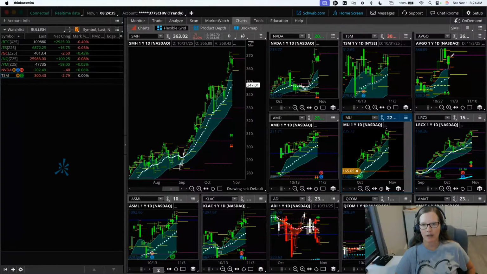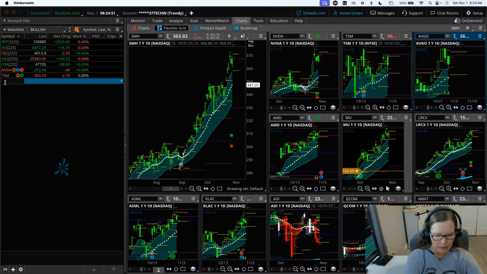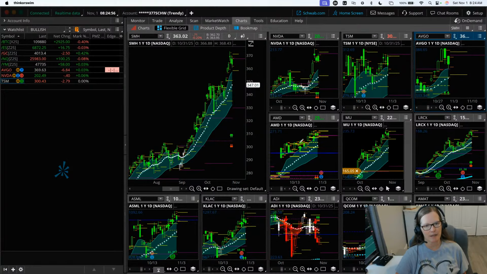Broadcom also, well, you see this inside and down candlestick structure. I know I have immediate resistance right here, but that's okay. I'm looking to buy a dip down in this area of Broadcom, so I will add Broadcom to my watch list. AMD has been super strong.